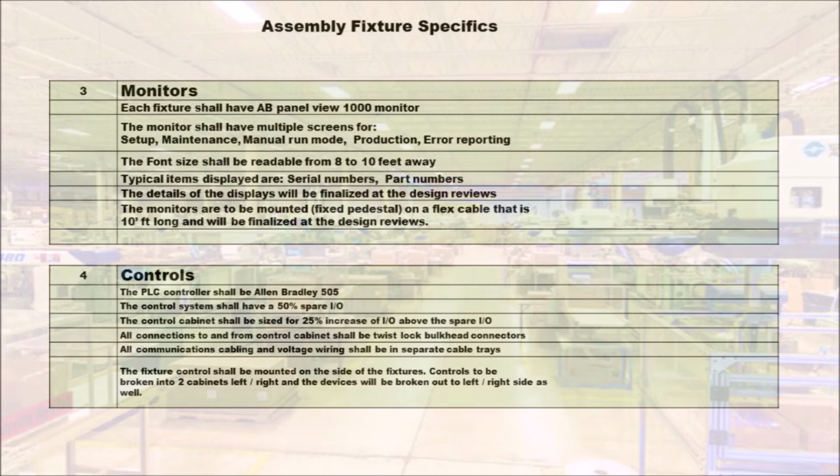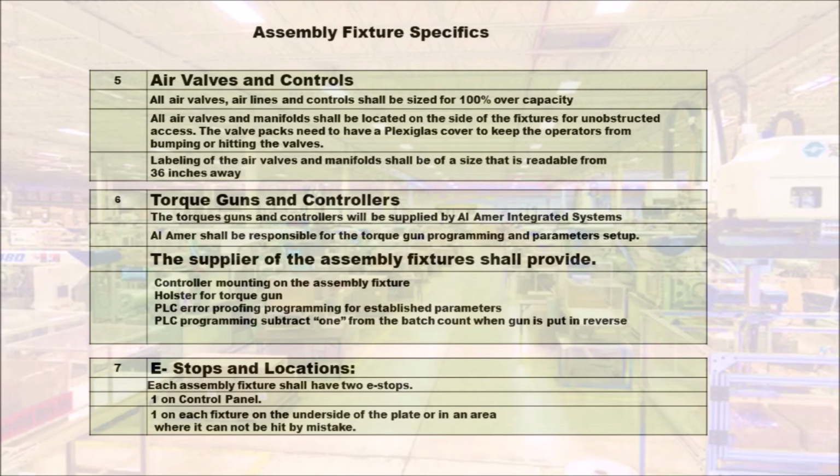Controls. The PLC controller shall be Allen Bradley 505. The control system shall have a 50% spare I/O. The control cabinet shall be sized for 25% increase of I/O above the spare I/O. All connections to and from control cabinet shall be twist lock bulkhead connectors. All communications cabling and voltage wiring shall be in separate cable trays. The fixture control shall be mounted on the side of the fixtures. Controls to be broken into two cabinets left and right, and the devices will be broken out to left and right side as well.